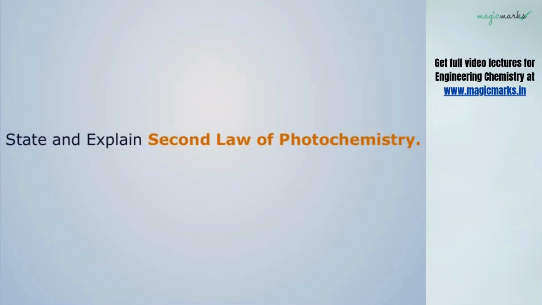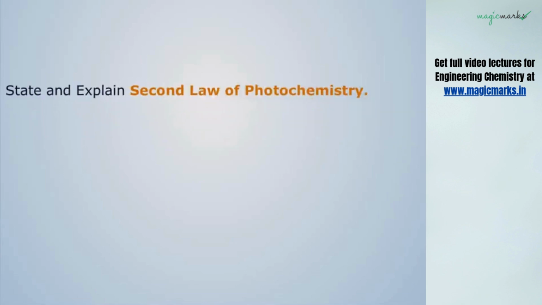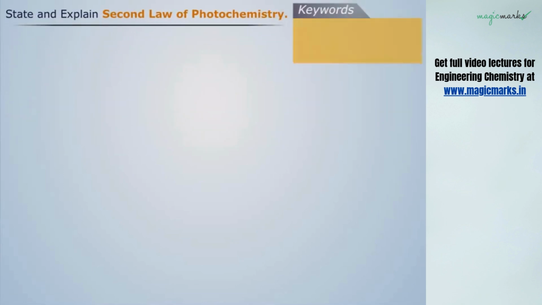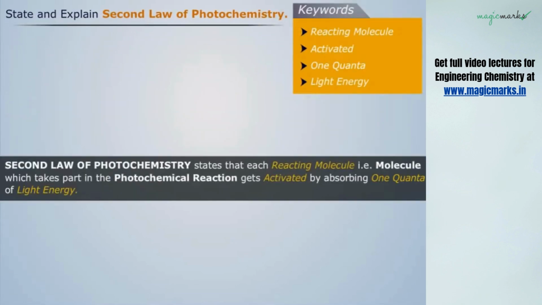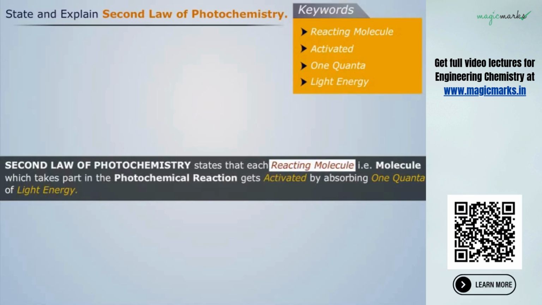State and explain second law of photochemistry. Second law of photochemistry states that each reacting molecule which takes part in the photochemical reaction gets activated by absorbing one quanta of light energy.